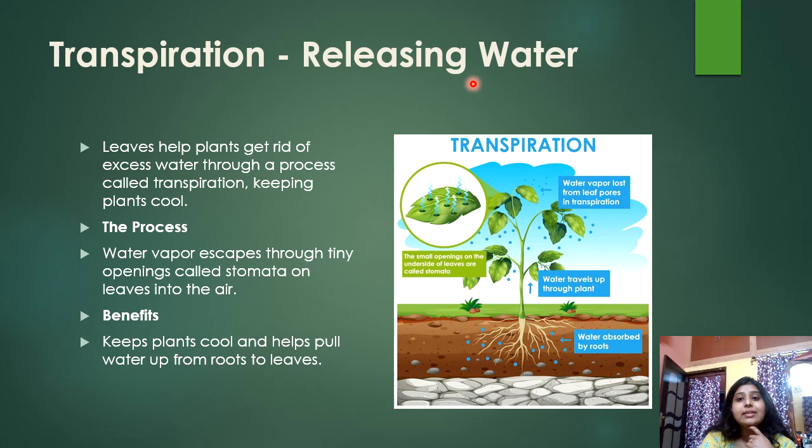Okay. Next, transpiration, releasing water. Leaves help in transpiration. Okay, leaves do transpiration. How? We will discuss. Leaves help plants get rid of excess water through a process called transpiration. Okay, so excess water leaving is called transpiration and keeping the plant cool. The process is water vapor escapes through tiny openings called stomata.